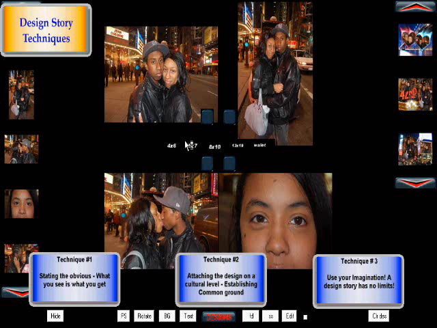Okay, so let's review. Design story techniques. Technique number 1, stating the obvious. What you see is what you get. Technique number 2, attaching the design on a cultural level and establishing common ground. Technique number 3, use your imagination. A design story truly has no limits.